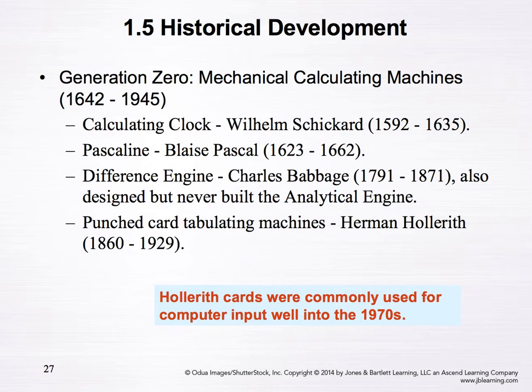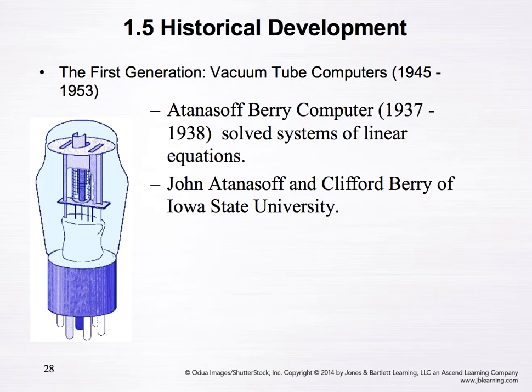The first one is generation 0, the mechanical calculating machines, between 1642 and 1945. Basically, in this duration we have the calculating clock, Pascaline, difference engine, punch card, and tabulating machine. Hollerith cards were commonly used for computing input well into the 1970s. The first generation is based on the vacuum tube computer, between 1945 and 1953.